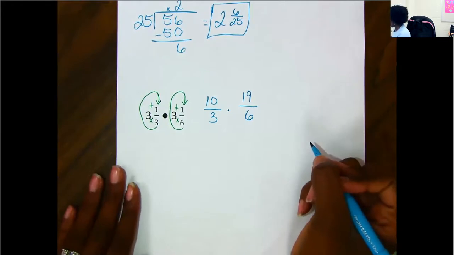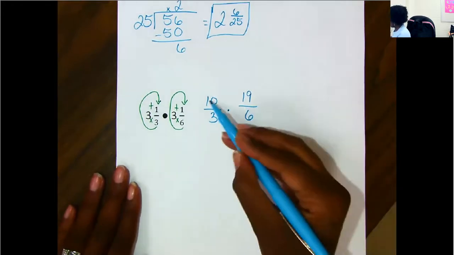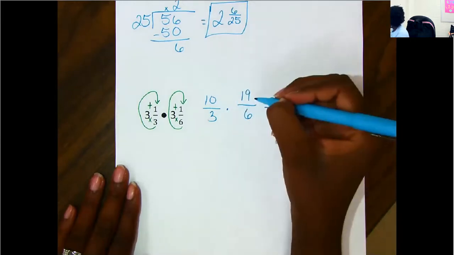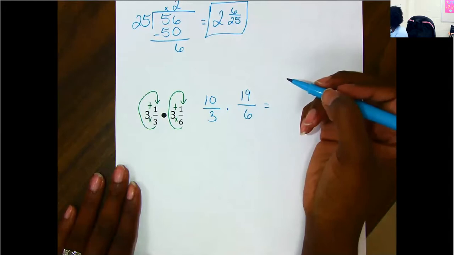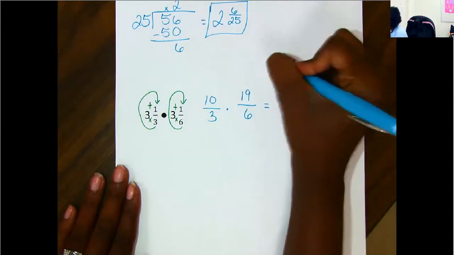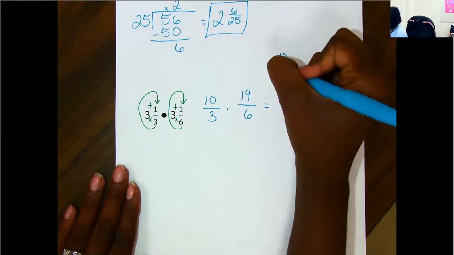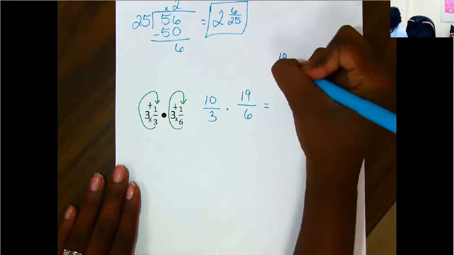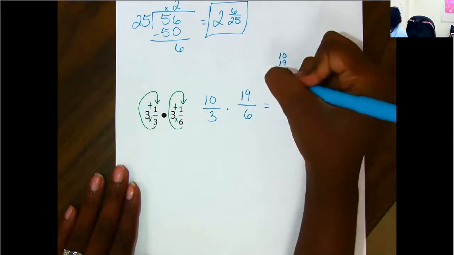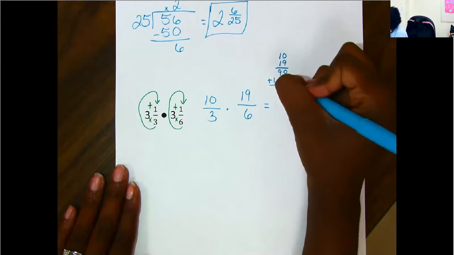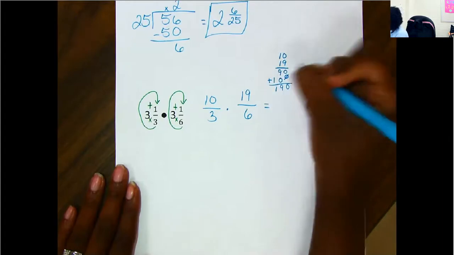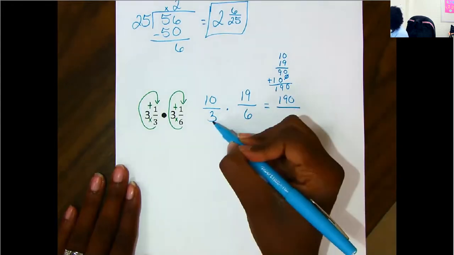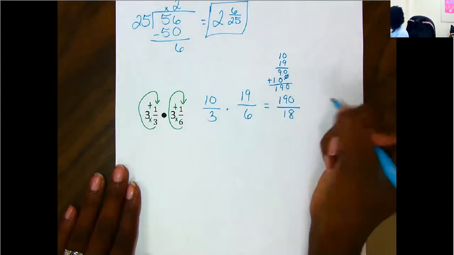Again, I will show you the shortcut at the end, but let's just do it normally. So we're going to multiply it across. 10 times 19. I don't know what 10 times 19 is, so I need to do my setup up here. 9 times 0, 0. 9 times 1, 9. 0 0 placeholder. 1 times 0, 1 times 1. Add it up, I get 190 for my numerator. And then our denominator, 3 times 6, is 18.